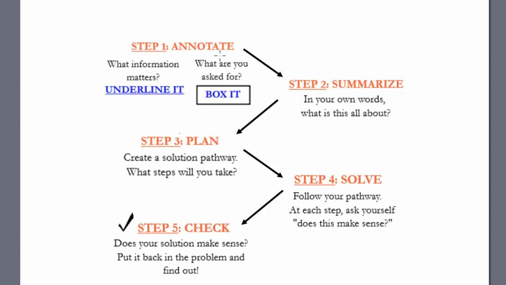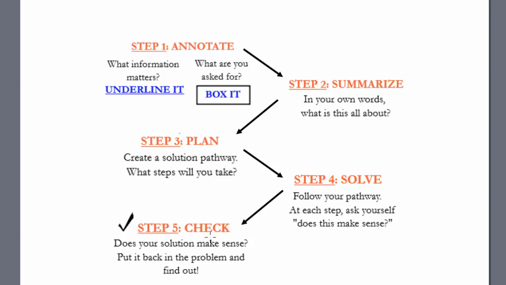First is to annotate the problem, so what information matters. Just note it, put a box around what you're being asked for. That's a very important piece. Second step is you want to summarize. What is this question really asking, right? See if you can put it in your own words. Often that simplifies the problem, pulls out what is essential about the problem. You want to create a plan, solve it, and check your work.